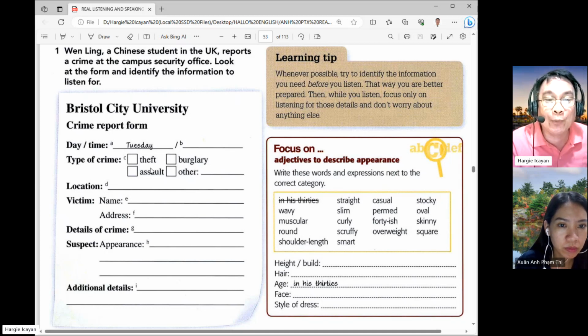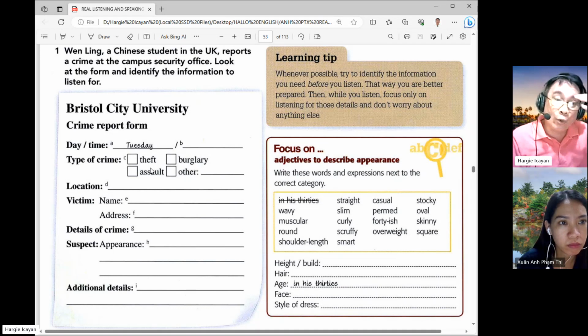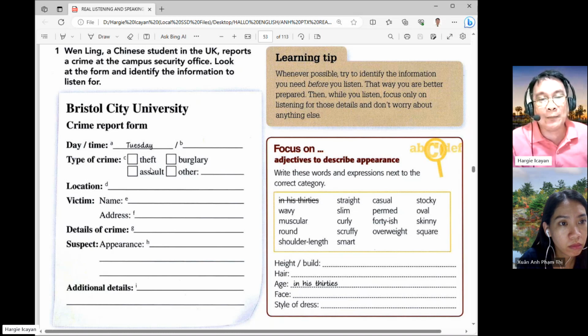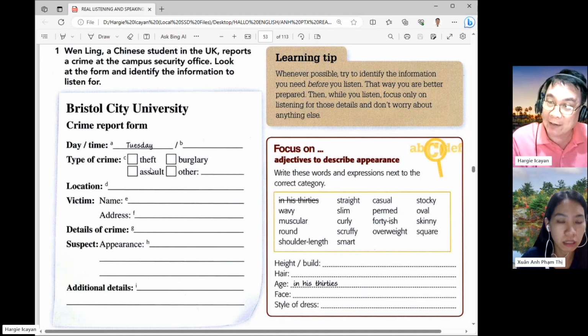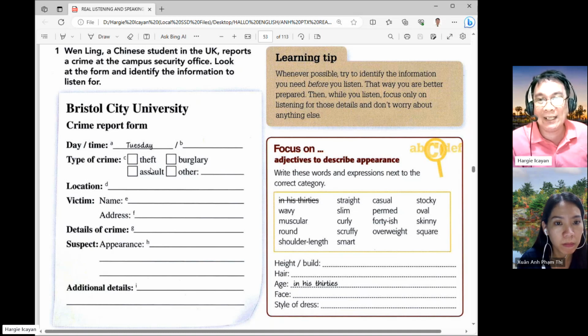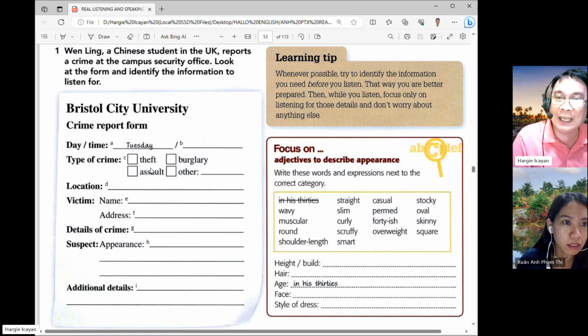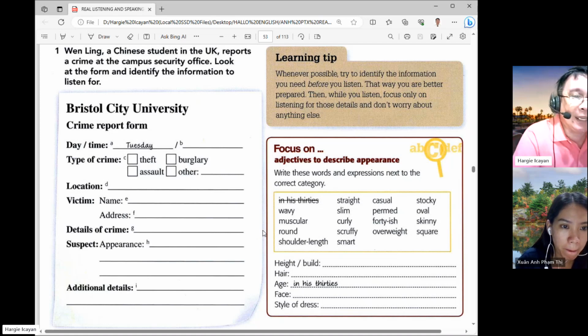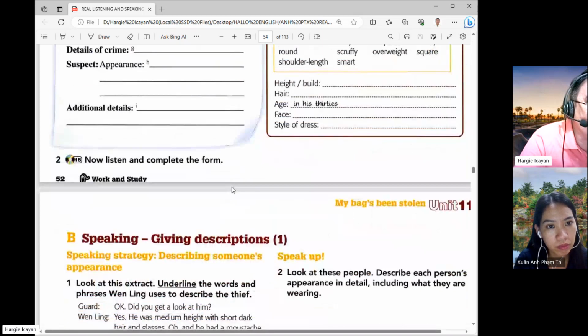When you say burglary, from the word burgle, it means something like you showed not the usual thing. Let's say, for example, you are in a particular place and you kiss a person in that place. That is considered to be a crime already, because you showed something which is not necessary in that particular place. So that is burglary. And of course, it says here other. Now let's try to listen and complete the form.